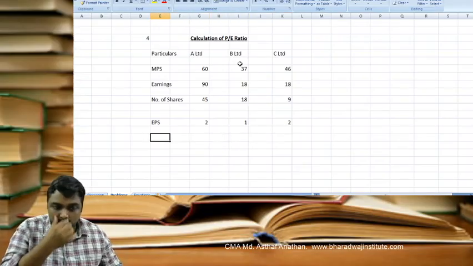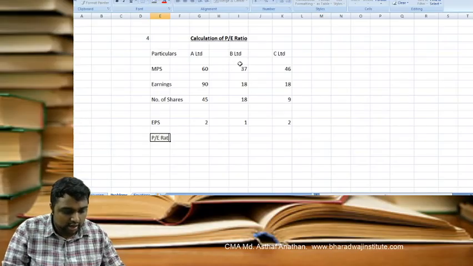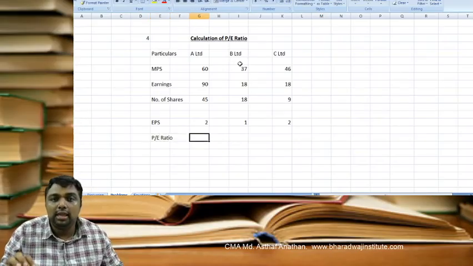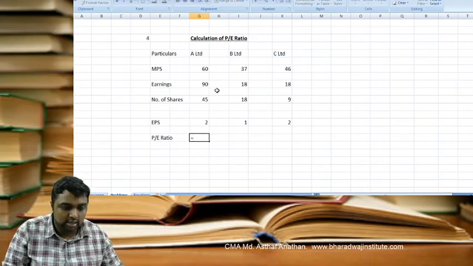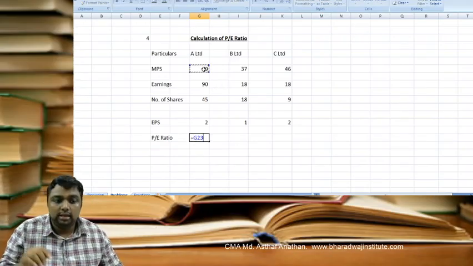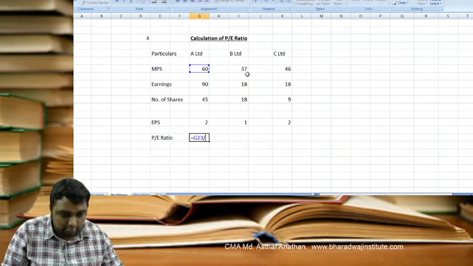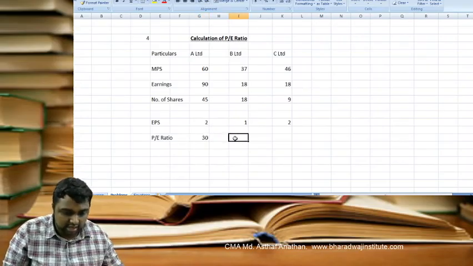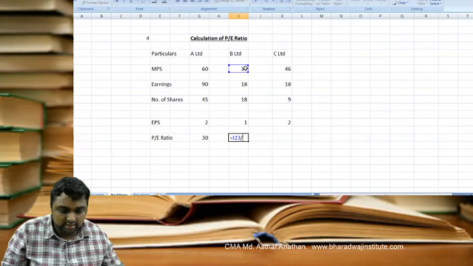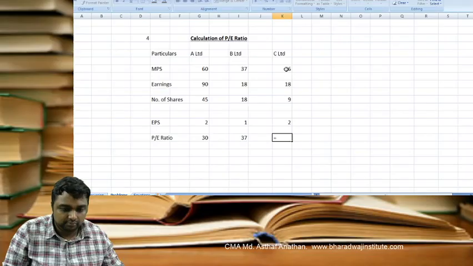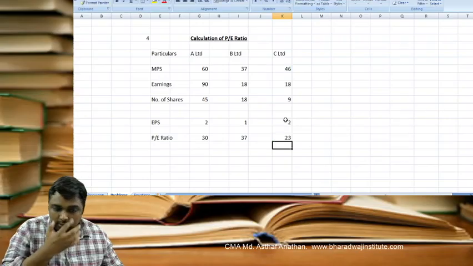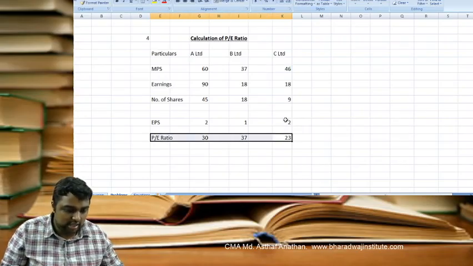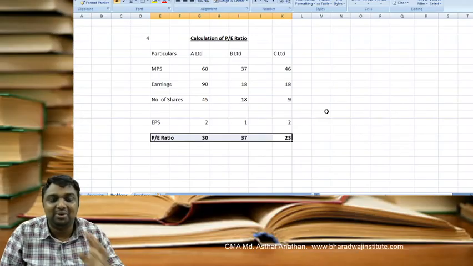Now you have to find out the PE ratio. Can anyone help me? What is a PE ratio? PE means market price by EPS. Market price, that is 60, EPS is 2. You will get 30. The same calculation will come. 37 divided by 1, you will get 37. Here 46 divided by 2, you will get 23. So this is the answer. Half mark now already in your pocket.